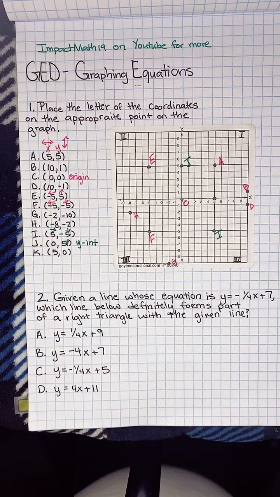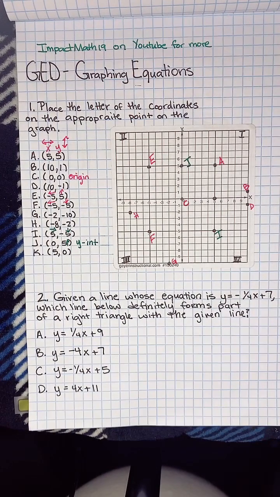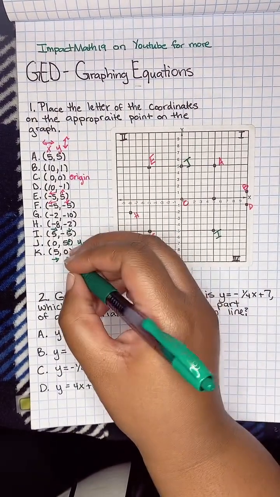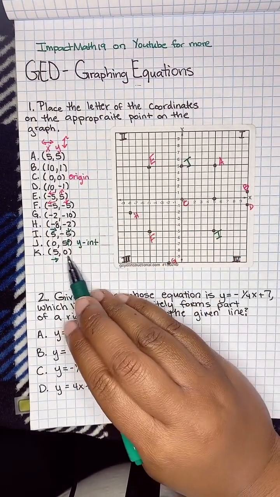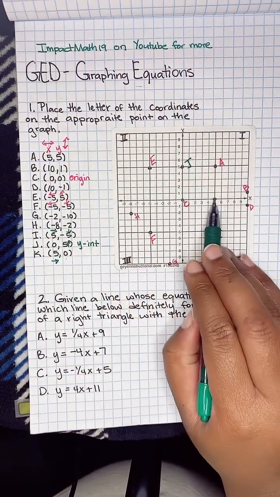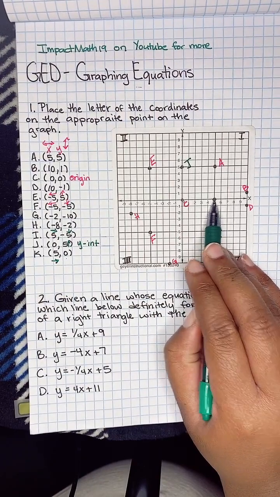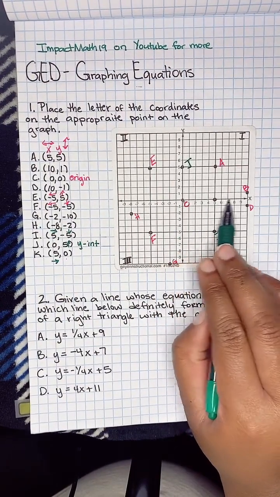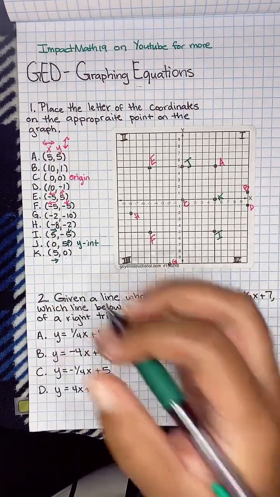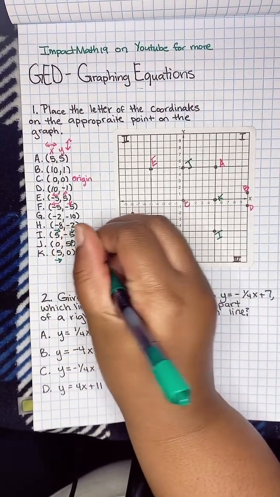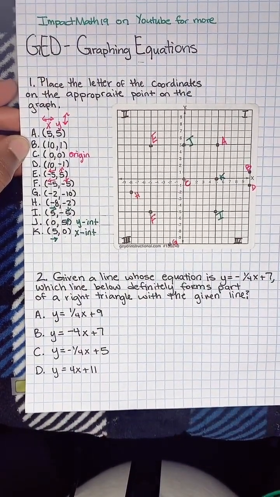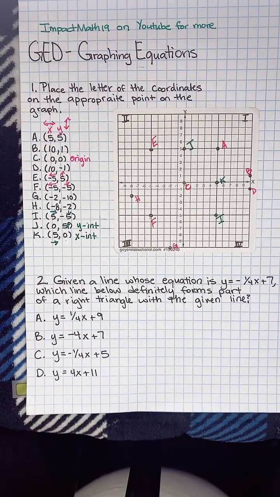Okay, so let's look at K. We're starting at 0, and this tells us we go to the right 5, and then we're not going anywhere. We're not going down, we're not going up. So I'm just going to go right 5, boom. And so this is called my x-intercept because it's on my x-axis. So this is K, and this is called the x-intercept. Wonderful. Okay, so let's go to number 2.